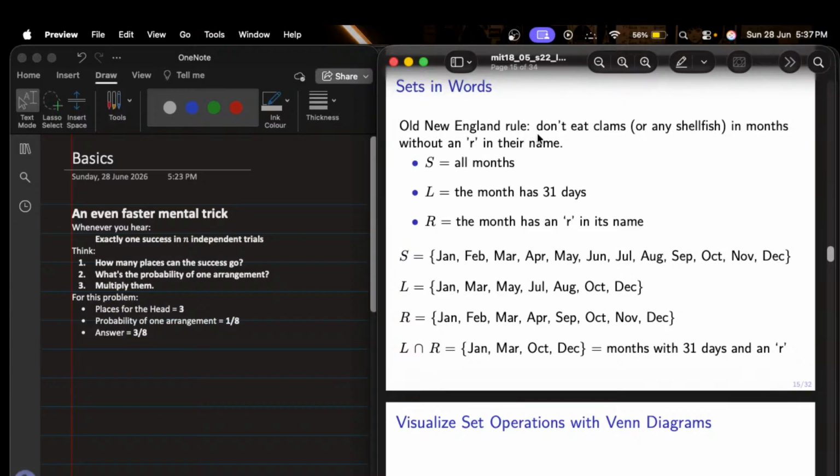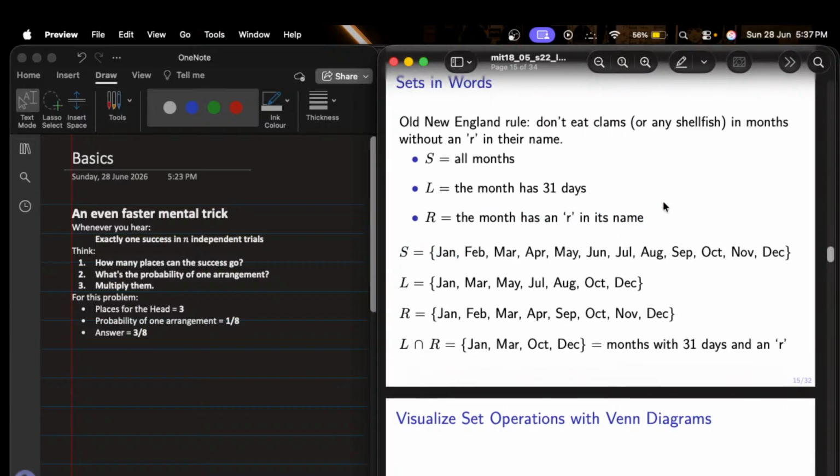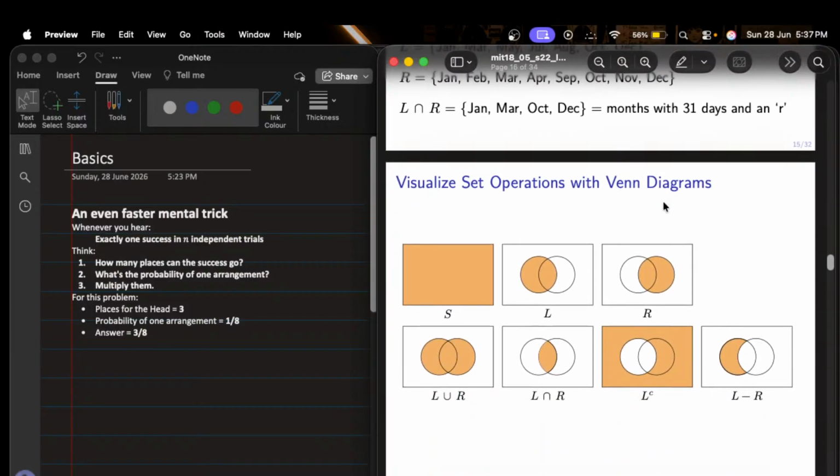Sets in words. Old New England rule: don't eat clams or shellfish in months without R, as compared to all months. Okay, basic set operations.